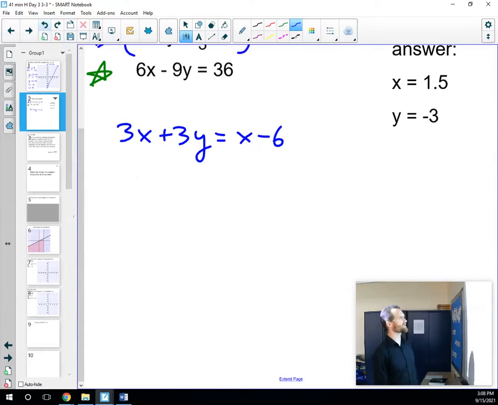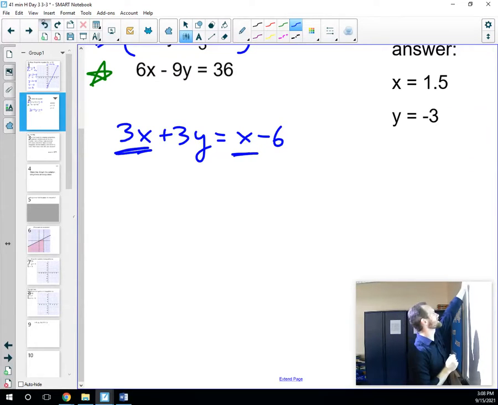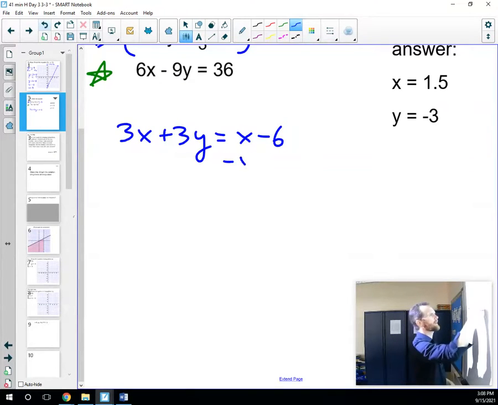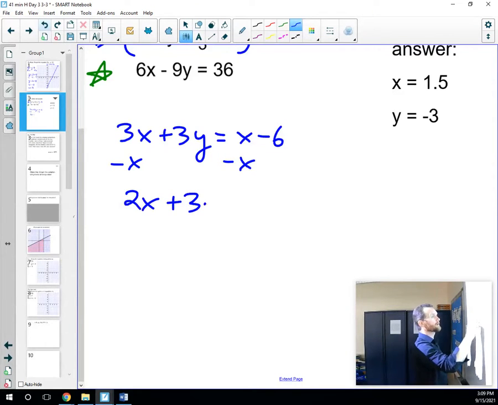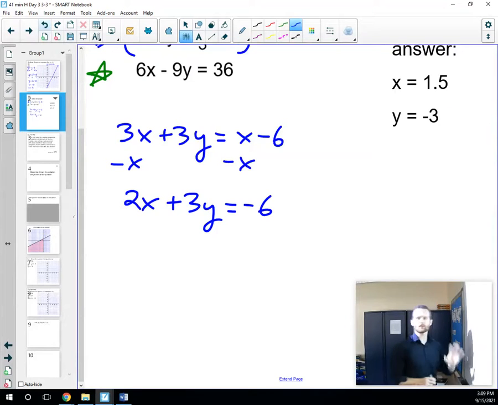I'm not done with this one just yet. Let's combine those like terms. I don't like having a 3x and an x here. Let's get them together. So let's subtract x from both sides, and that will give us 2x plus 3y equals, the x's cancel out, just negative 6. This looks a lot better.